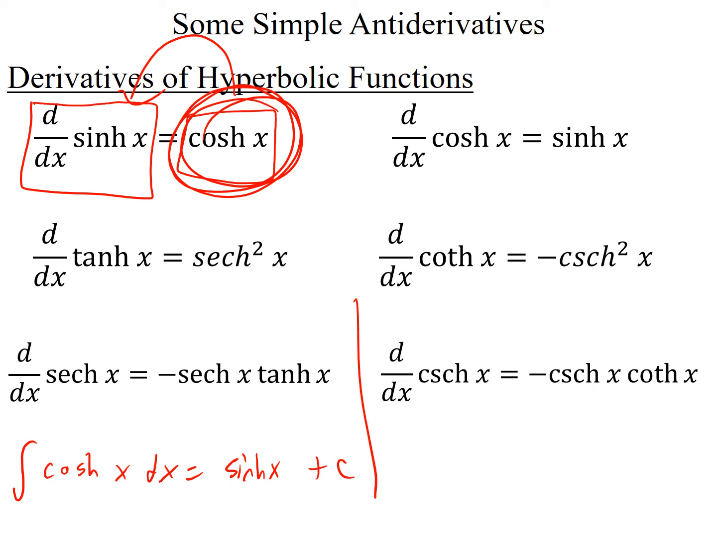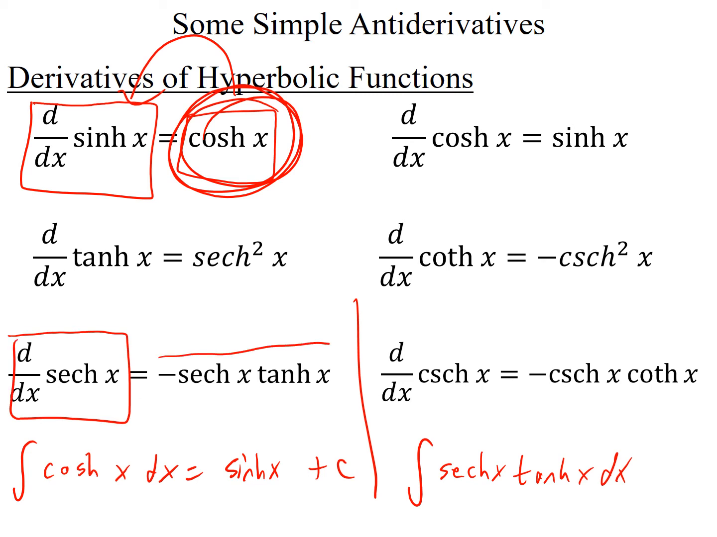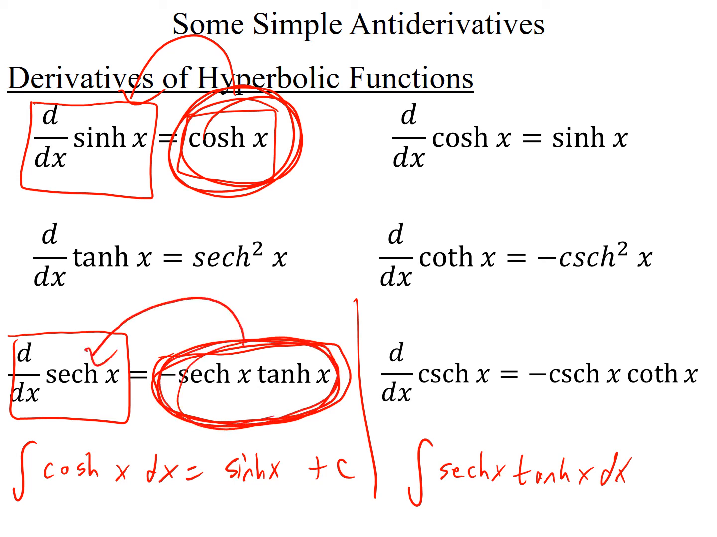Another one, if you wanted the antiderivative of, let's just say, hyperbolic secant, hyperbolic tangent. Well, we actually don't have one of those here, but we do know that the derivative of this is negative hyperbolic secant, hyperbolic tangent. So I know the antiderivative of negative hyperbolic secant, hyperbolic tangent is hyperbolic secant. And so what do I do with this negative sign here? Since the negative sign is not there, you can just throw it over there. And so the answer to this one is negative hyperbolic secant plus c.